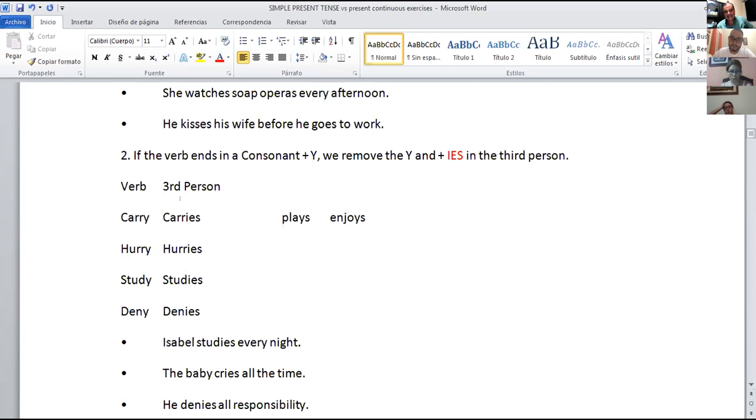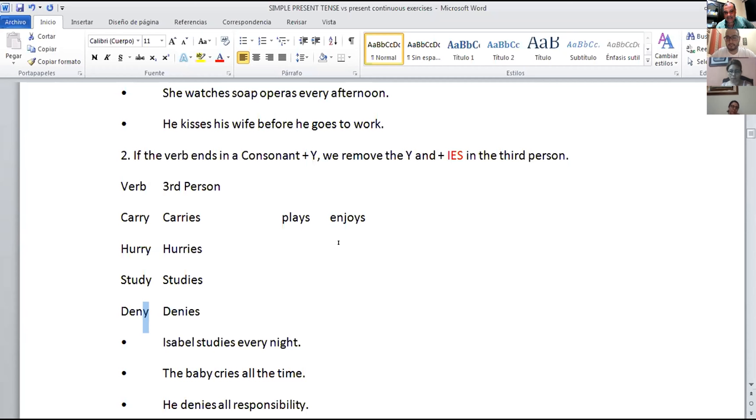Esta regla dice que si el verbo termina en una consonante como la R aquí, como la D aquí, como la N aquí, consonante, más Y. O sea, aquí tenemos consonante más Y. Consonante más Y. Consonante más Y. Dice que en estos casos vamos a remover la Y y vamos a agregar IES. Carry, carries. Hurry, hurries. Study, studies. Deny, denies. ¿Ok?